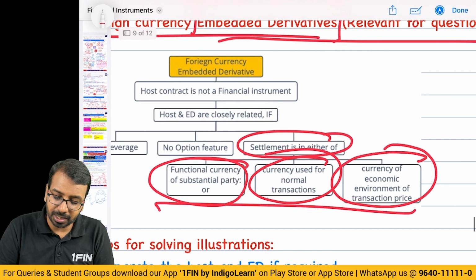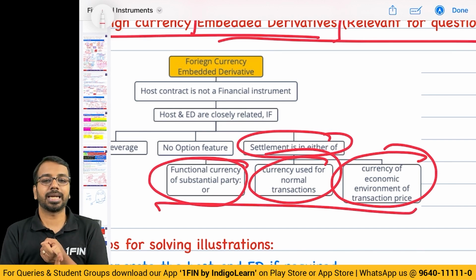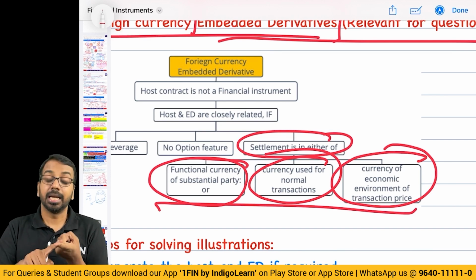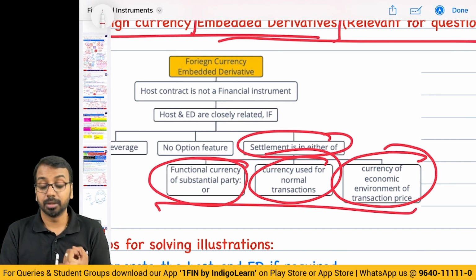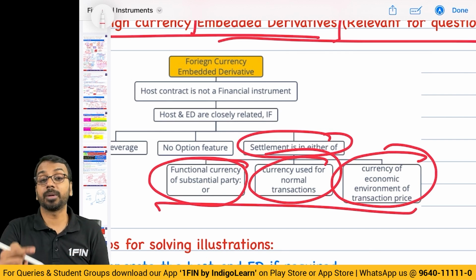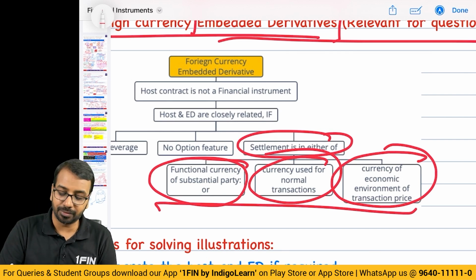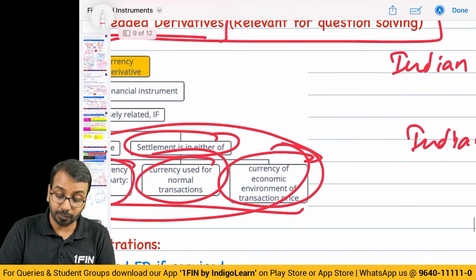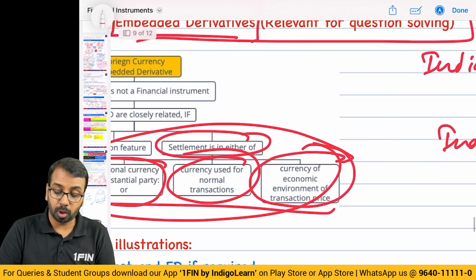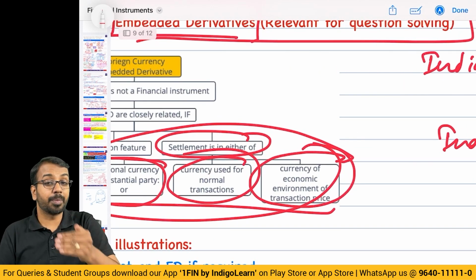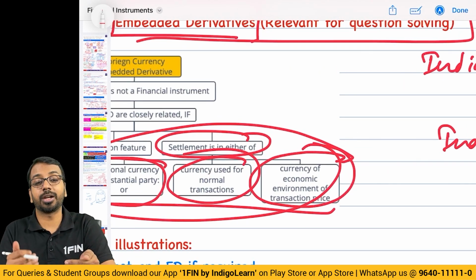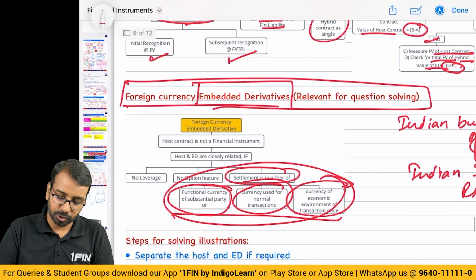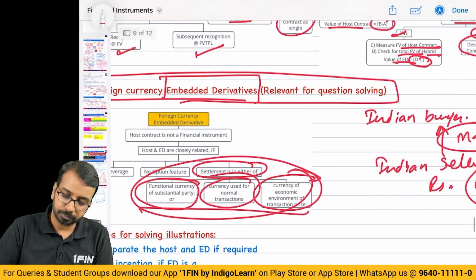If these three conditions are not satisfied, meaning it is not the currency of one of the parties; second, it is not the currency used in normal transactions; third, it is not the currency of the economic environment from where the transaction price is derived. If these three conditions are not satisfied, then what you will do? You will segregate. You will separate the host contract from the foreign currency embedded derivative contract. So we will look at a question.